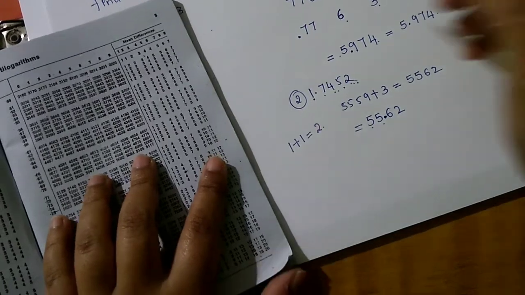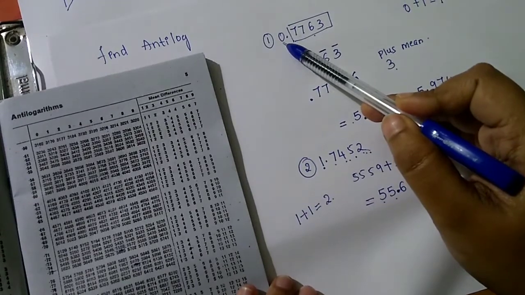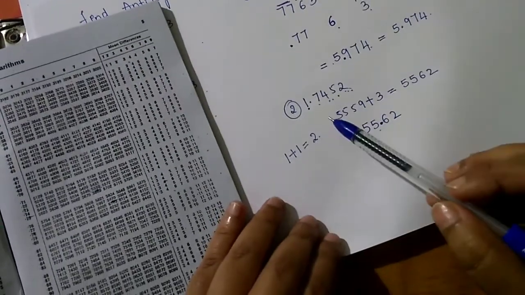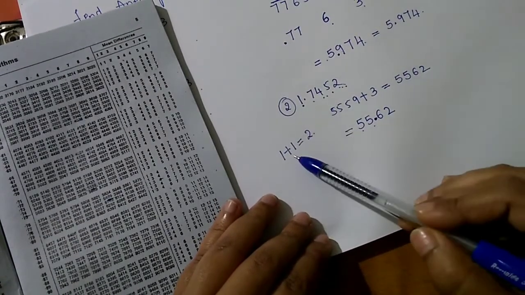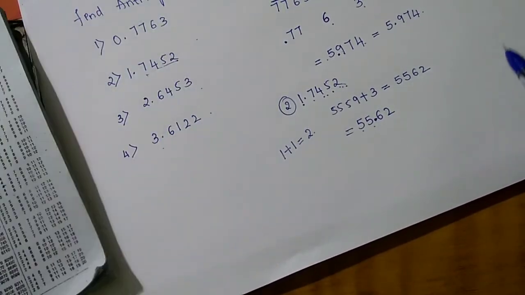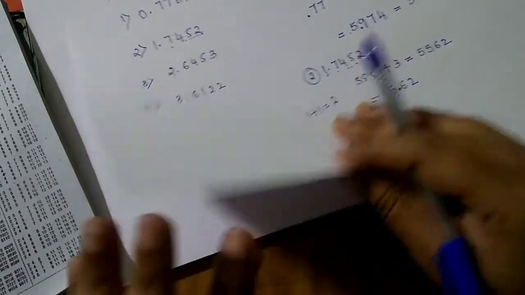In the previous example it was 0. So 0 plus 1 is 1. After 1 you put the decimal point. So in this example it is after 2 digits because the characteristic part is 1. 1 plus 1, after 2 digits. So similarly you can find the next 2 examples also.